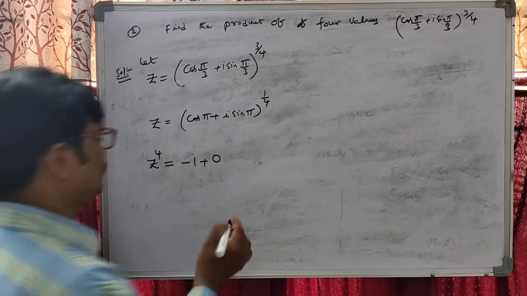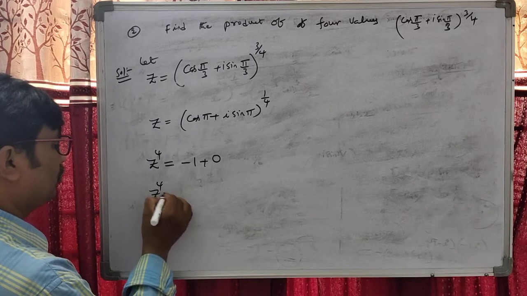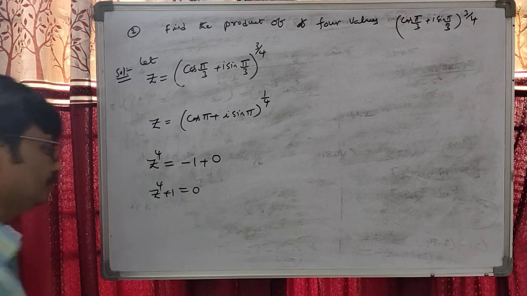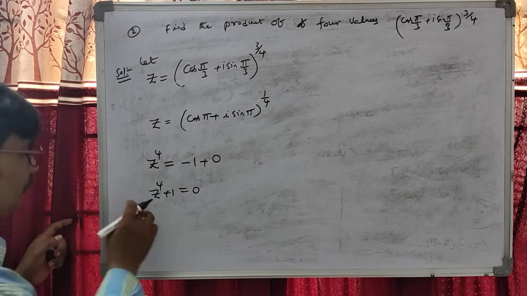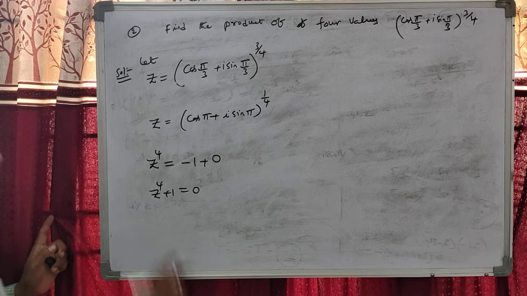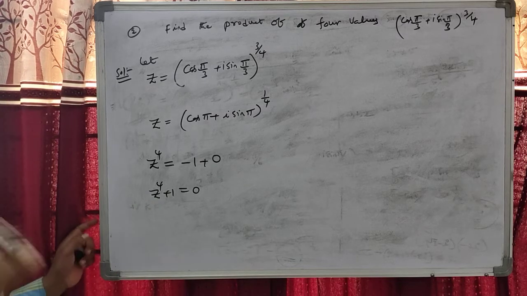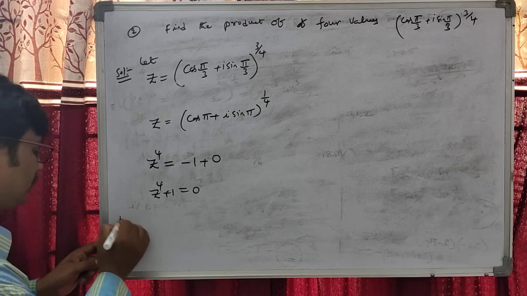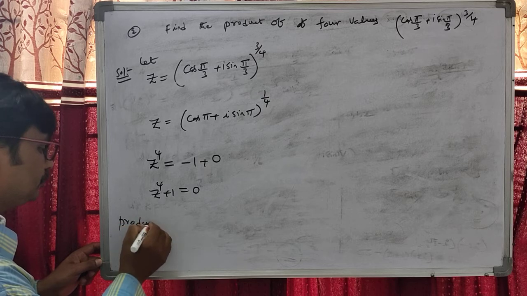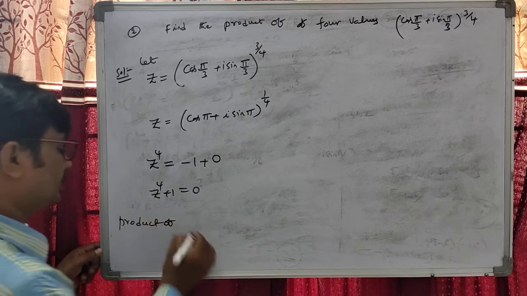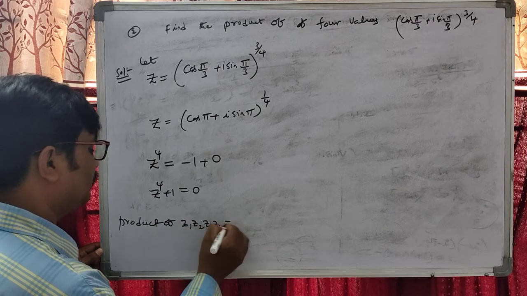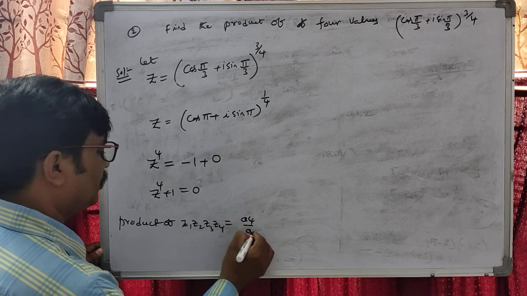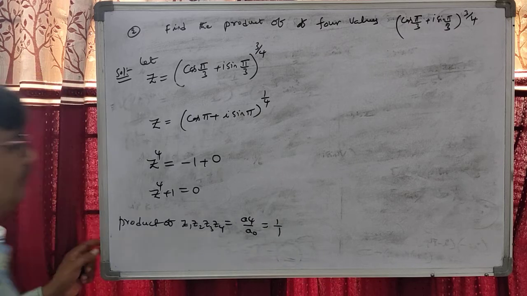Now students, we got z power 4 plus 1 equal to 0. So this is the form. How do we know? z power 4 plus 1 equal to 0 has 4 roots, those are z1, z2, z3, z4. Therefore, the product of the roots z1 into z2 into z3 into z4 equals a4 by a0, that is 1 by 1.